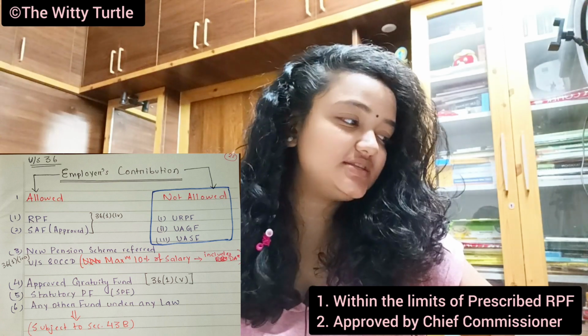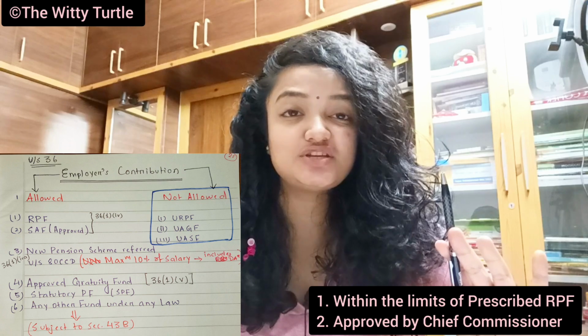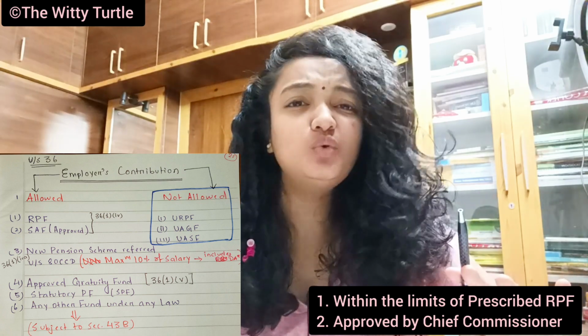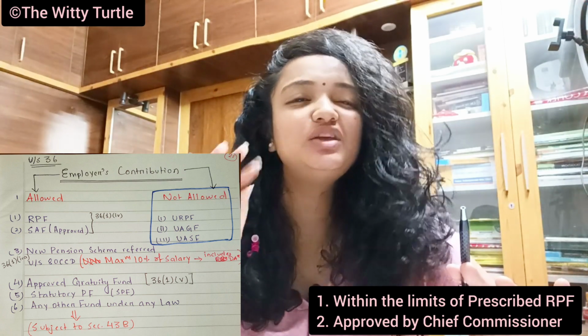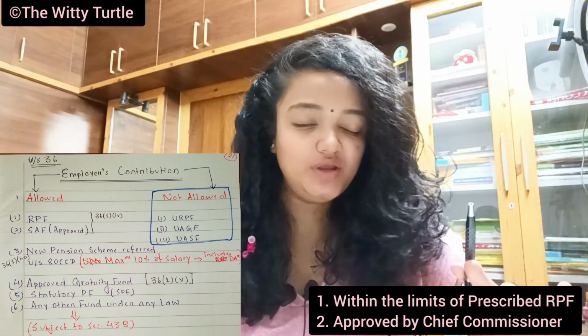Now the next point says that, okay, so this was mentioned under which section? Section 36, subsection 1, clause 4. You don't really need to remember all the clauses. You can simply write it as section 36, subsection 1, right?